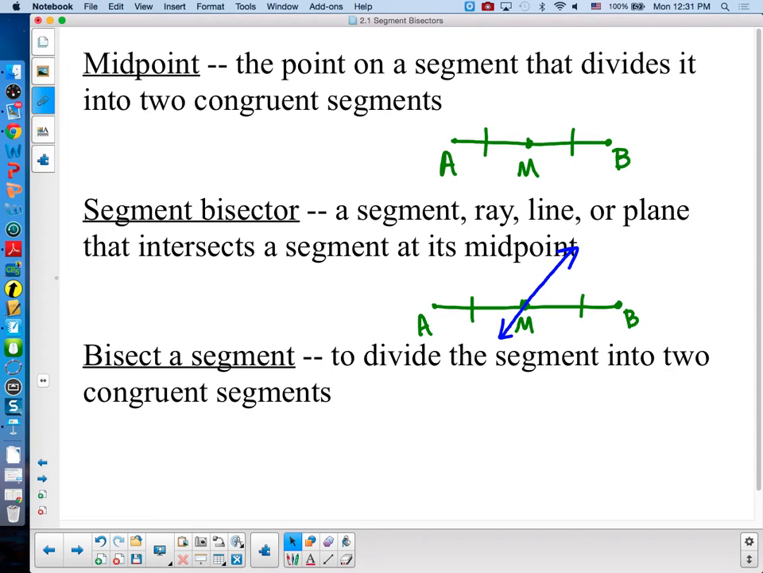Okay, then the last term, bisect a segment. If I want to bisect a segment, I am going to divide the segment into two congruent segments. So that's why a segment bisector cuts it in half. If we're going to bisect something, we're going to cut it exactly in half. Intersect just means that they cross, they have something in common. Bisect is a more specific intersection because it cuts the segment exactly in half, dividing the segment into two congruent segments. If I were making a picture of that, it would be the same pictures that are already up there, so I'm just not drawing it again.